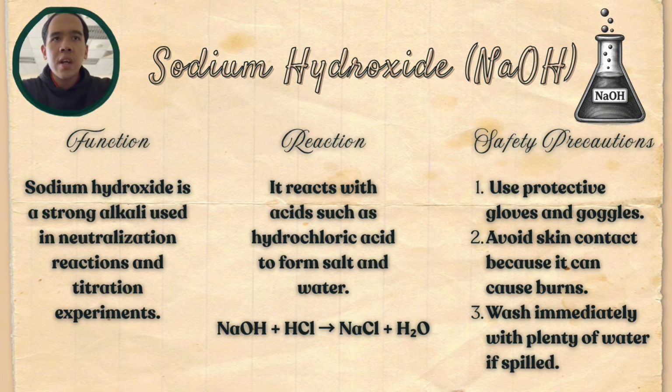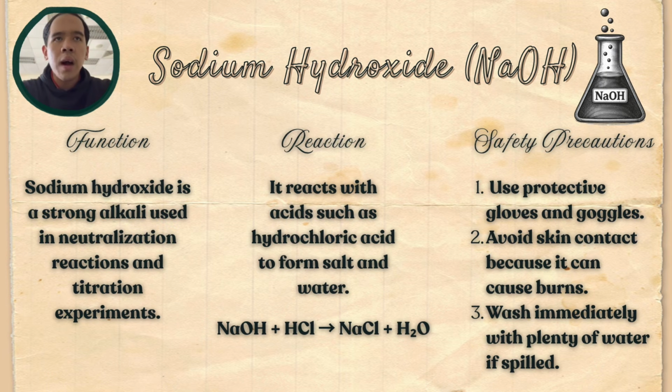Sodium hydroxide is a strong alkali that is widely used in neutralization reactions and titration experiments. Its main function is to react with acids to produce salt and water. For example, sodium hydroxide reacts with hydrochloric acid to form sodium chloride and water.